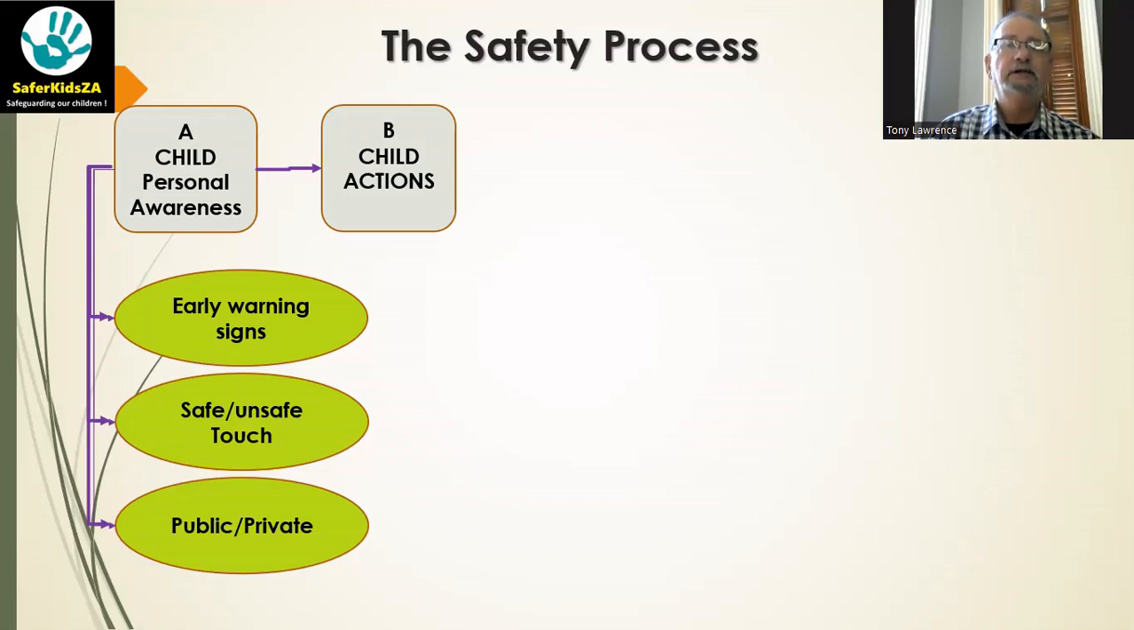So let's move to B, child actions that they can take. The first thing is we need to teach our children to be assertive. If they don't like what's happening to them, they must be able to say no. No, you may not touch me there. No, I don't want to know your private secret. No, I feel uncomfortable in this space with you. And there are different ways of being assertive. And we'll get to that.